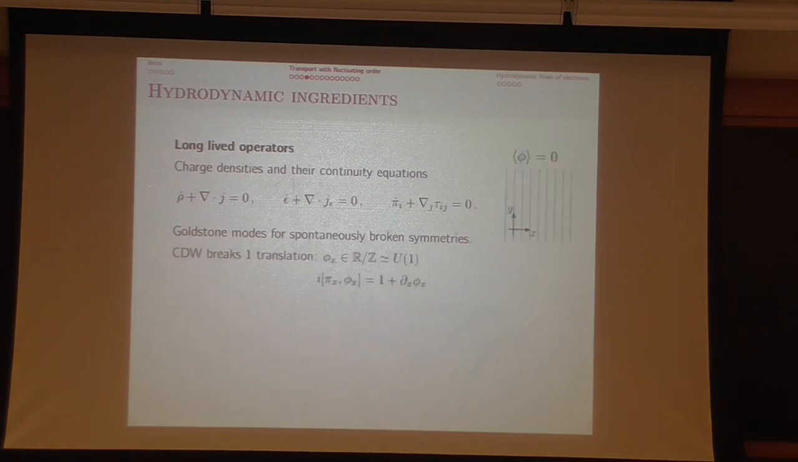Okay, so if I break translations, for example, let's say I break translations down to discrete translations, then I'll have a Goldstone that lives in the quotient space. The condensed matter jargon for this symmetry breaking pattern is a charge density wave. And so, as usual, Goldstones are always conjugate to the charge densities for the symmetry that they break. So I'll have this commutator between the momentum density and my Goldstone. This extra term just comes from the fact that the Goldstone transforms under momentum as usual.